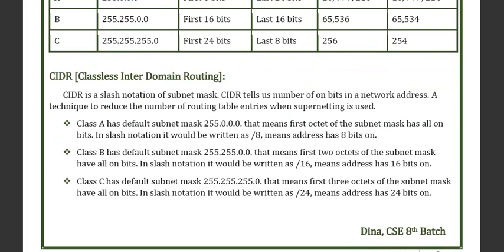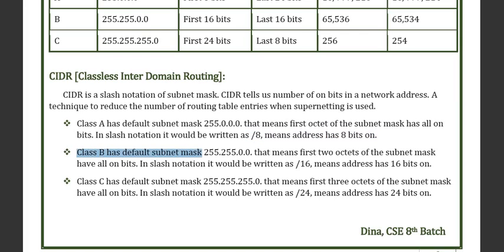Now, classless inter-domain routing, which is known as CIDR. In this section, class A is defined by the subnet mask 255 followed by 0s. That means the first octet of the subnet mask has all the bits on, which is 1, and in slash notation it would be written as /8, which means the address has 8 bits on.